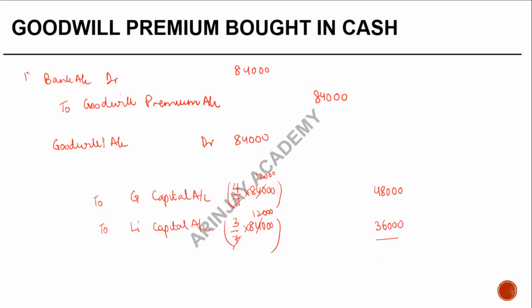So these are the two accounting entries which you have to pass. First, since the money comes in, we just debit the bank account and credit the goodwill premium account. Second, we debit the goodwill premium account and transfer it to the old partners in their sacrifice ratio.